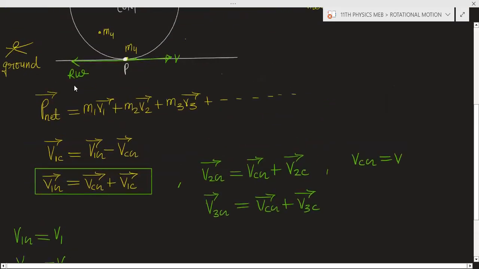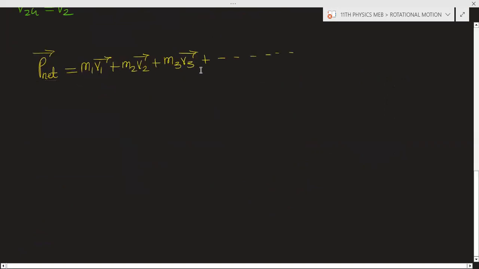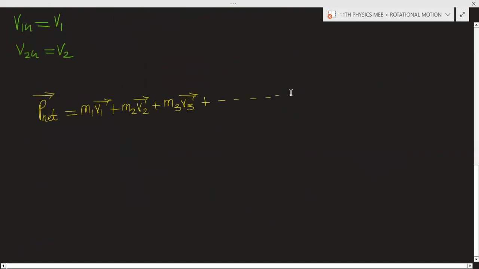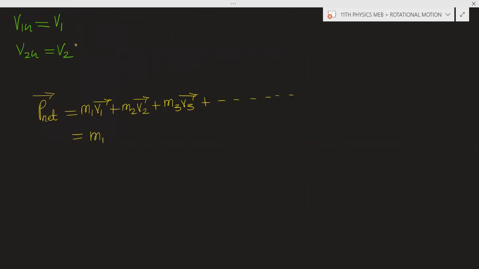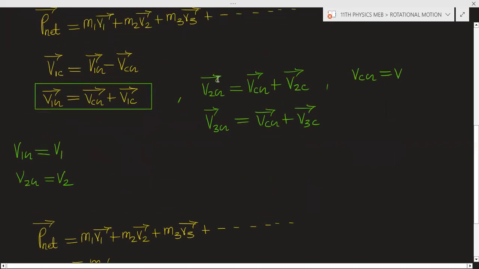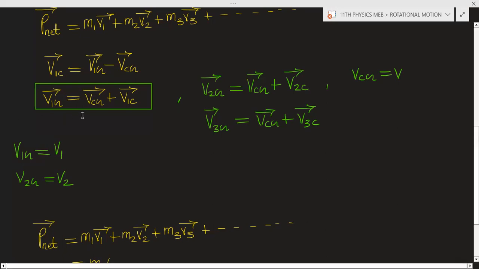After that, this relation we will use: m1 v1 plus m2 v2 plus m3 v3. From this we can write m1 v1. So what is v2g? What is v1g? v1g is v1. Basically, this relation we can write in this way also.